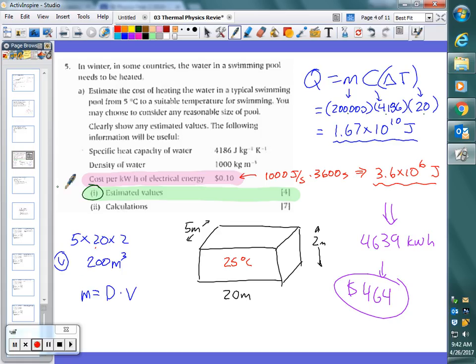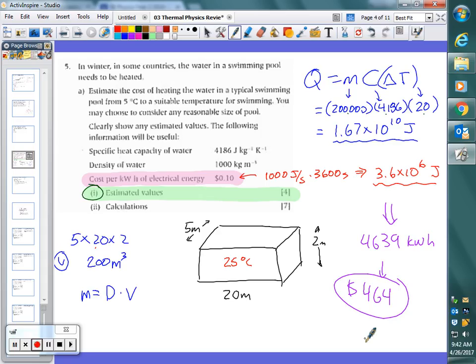So we figured out that it would take this many joules to heat the swimming pool. But in this problem, it didn't ask us for the number of joules, it asked us for the cost. Knowing that we needed this many joules, and each kilowatt hour relates to this many joules, we divided this by this and got that it would take 4639 kilowatt hours to heat the swimming pool at a cost of 10 cents a piece. That got us to $464.